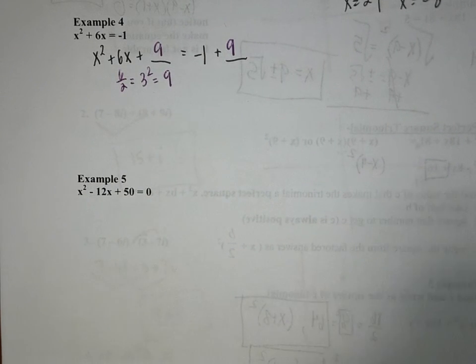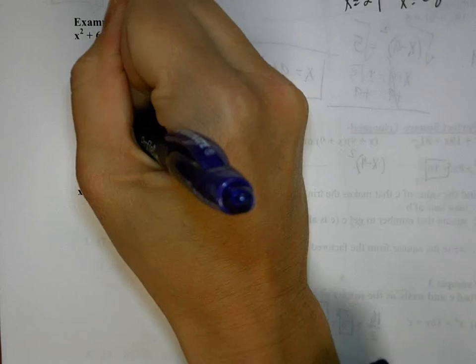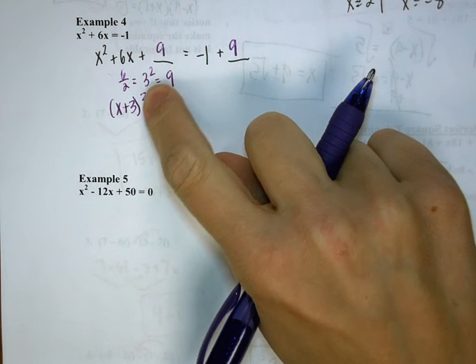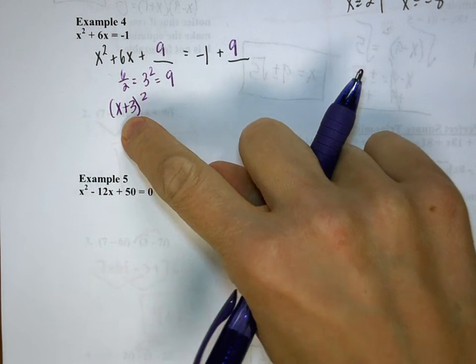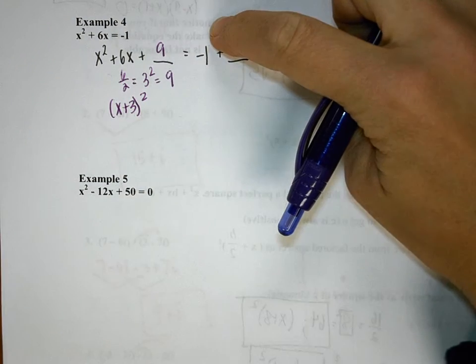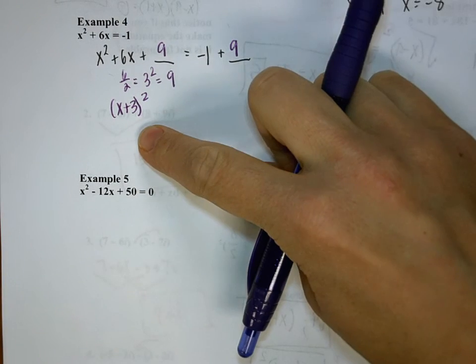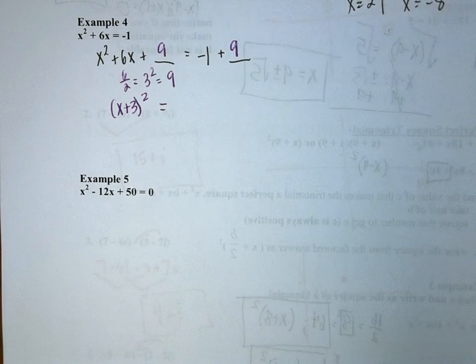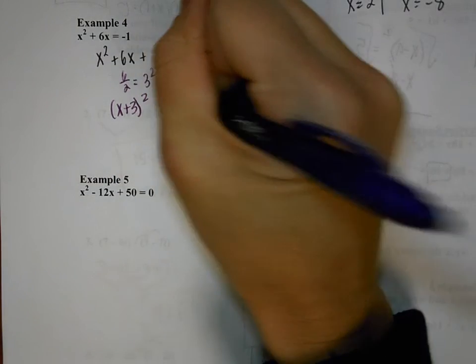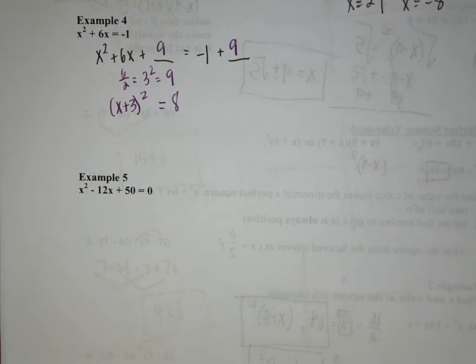Okay, so now how do I write this side as a square? Very good. It's going to be x plus 3 squared, because whatever the half number was, that's the value that's going to end up going in there. If you wanted to go back and do that all as a diamond, you could, but you'll end up getting that same answer. Equals, and what is negative 1 plus 9? 8.